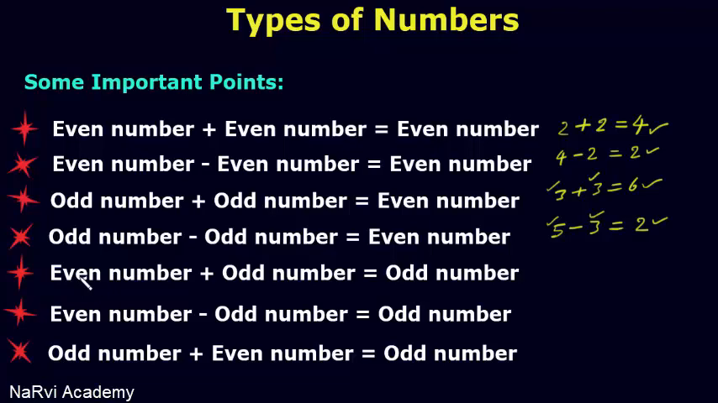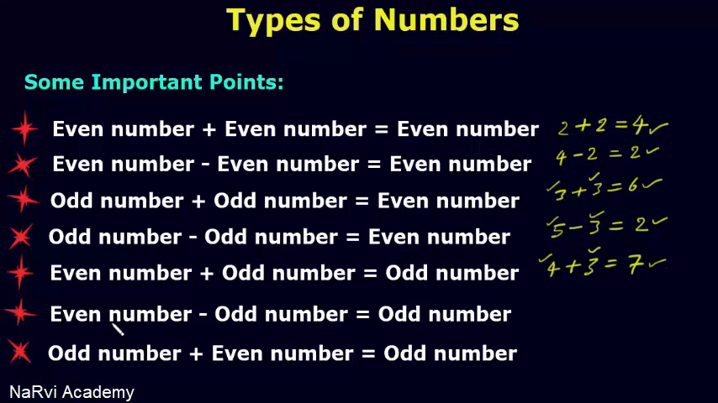Again, if we add one even number and one odd number, we will always get an odd number. For example, 4 plus 3 equal 7. 4 is an even number, 3 is an odd number, and 7 is an odd number.